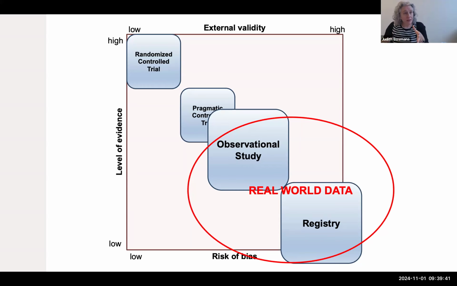So we have to really adjust for the biases that exist in real world data to be able to support decision making. However, the big plus of using real world data, of course, is that the external validity, the generalizability of the data that we use is very high because we collected them in actual clinical practice. So we do not have to make attempts to resemble clinical practice. It is clinical practice. So that's the big advantage of using real world data.